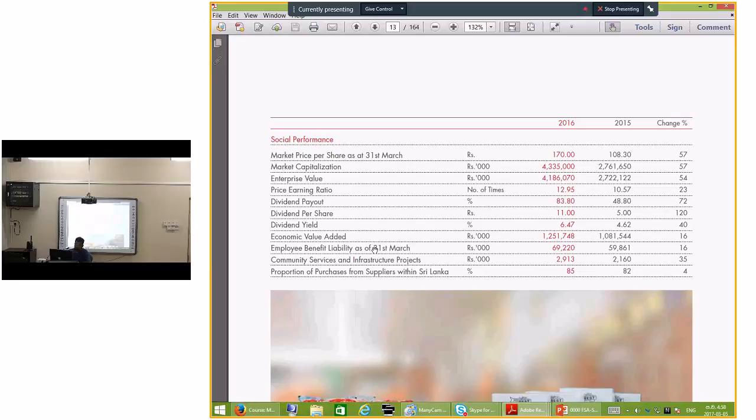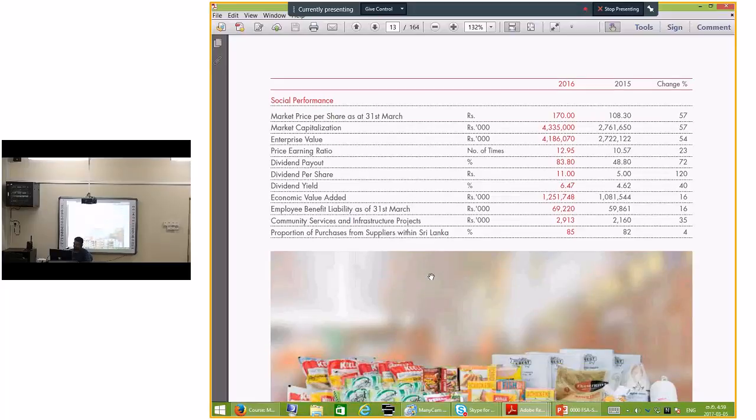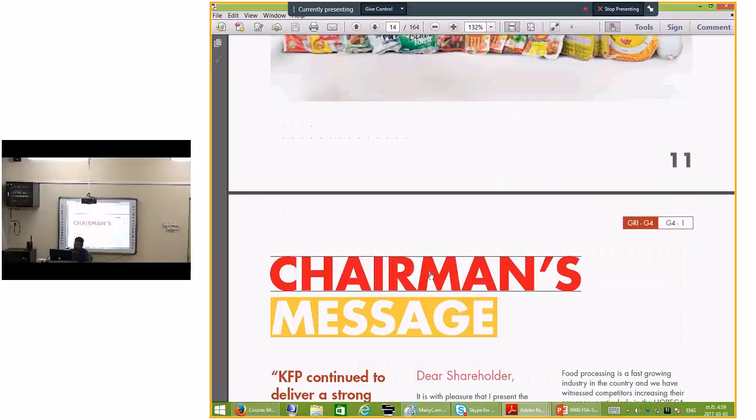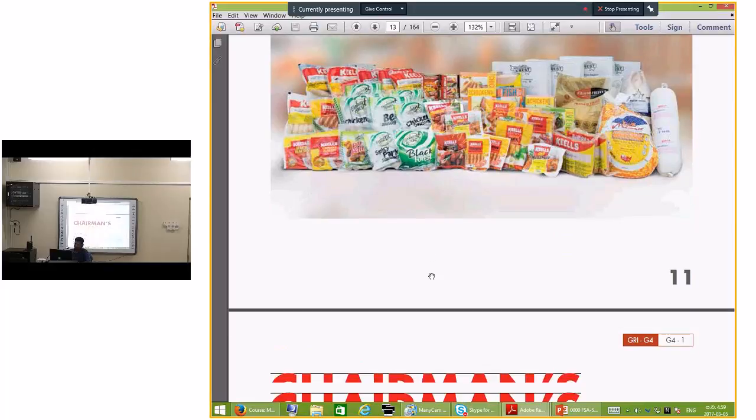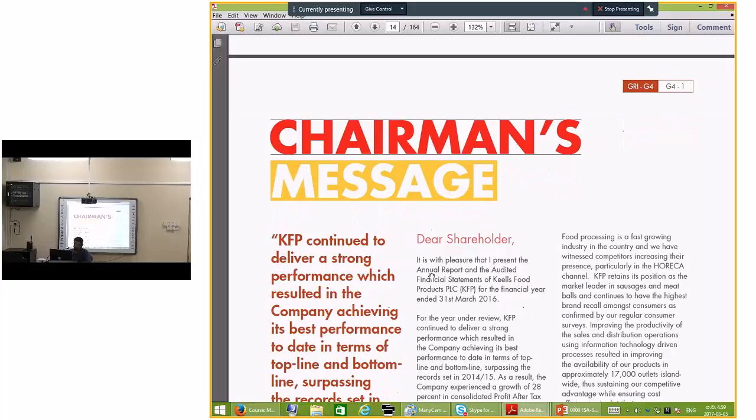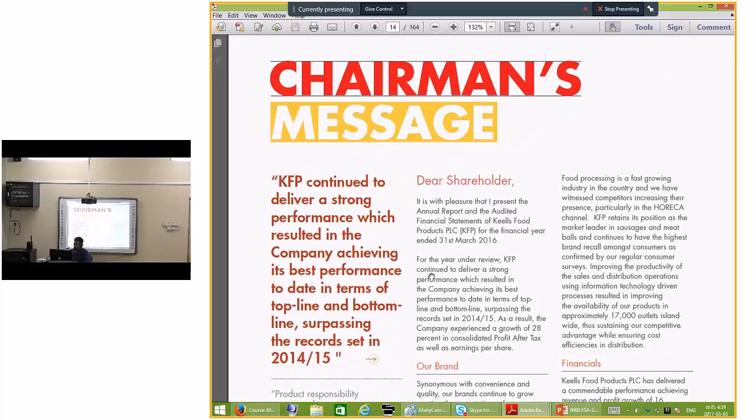Then employee benefits liability as at 31st March 2016 and 2015, you can see 16% improvement. Community service and infrastructure projects, now CSR projects, again we can see improvement by 35%. Proportion of purchases from suppliers within Sri Lanka, again we can see those additional details. Then again attractive product varieties and product details and pictures here. Those are important for the information seekers.